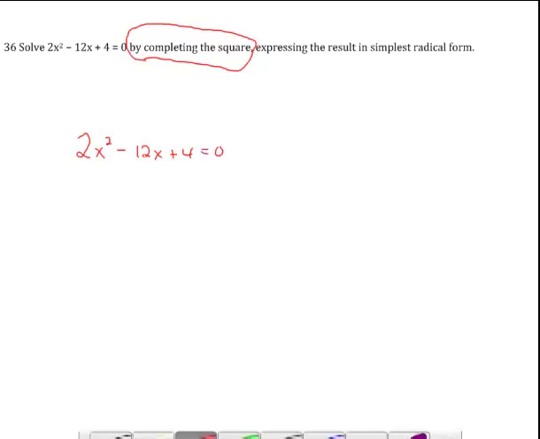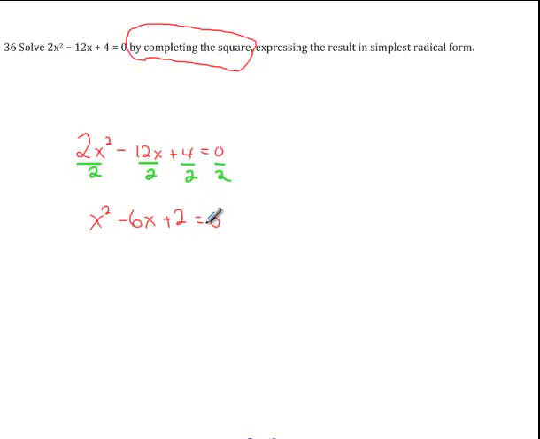Solve by completing the square. Alright, so now we got to take our steps for completing the square. First thing about completing the square says that my leading coefficient has to be a 1. So it's a 2, so I'm going to divide everybody by 2. Alright, what do I get when I divide by 2? X squared minus 6x plus 2 equals 0.